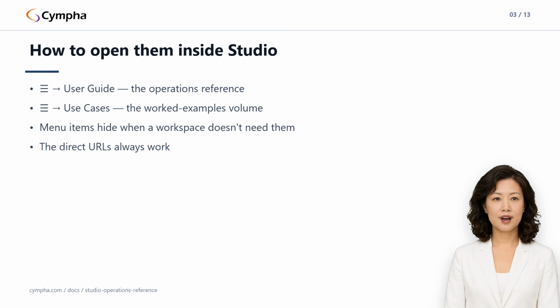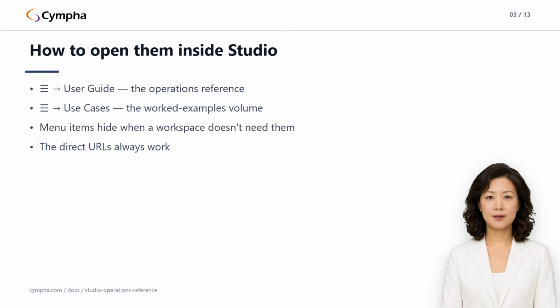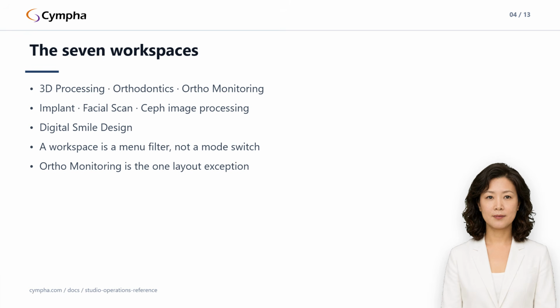And it states the single most clarifying fact about Studio's design: a workspace is a menu filter, not a mode switch. Switching narrows the hamburger menu without changing your scene. Nothing loads, nothing unloads. The one exception is ortho monitoring, which also rearranges the layout. The case bar gains camera, cloud save, and orientation cycle controls, and a playback panel mounts beside the 3-dimensional view.